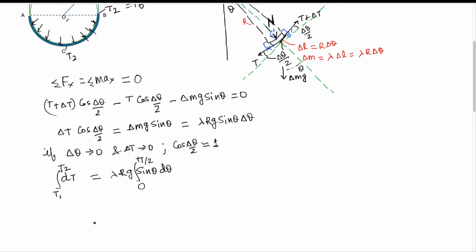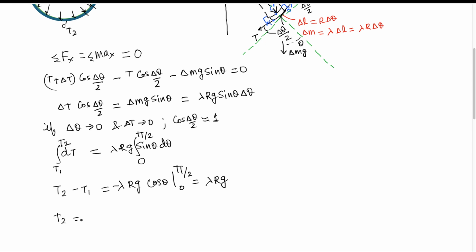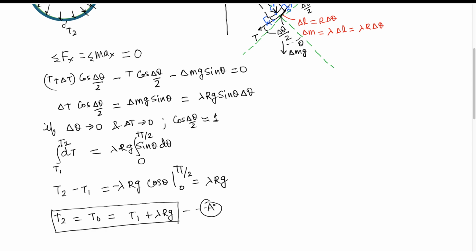I think this much should be clear. Then we have t2 minus t1 equal to lambda r g times minus cos theta from 0 to pi by 2, and therefore it will simply be lambda rg, right? So t2, which is nothing but t0, equals t1 plus lambda rg. So this is our first equation. Let's call it A.